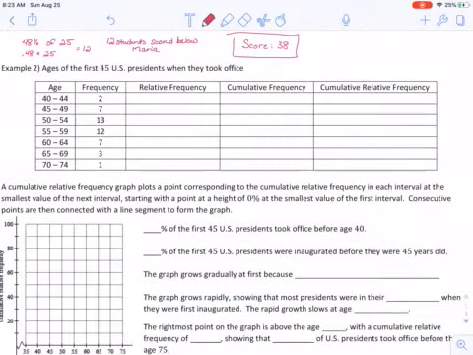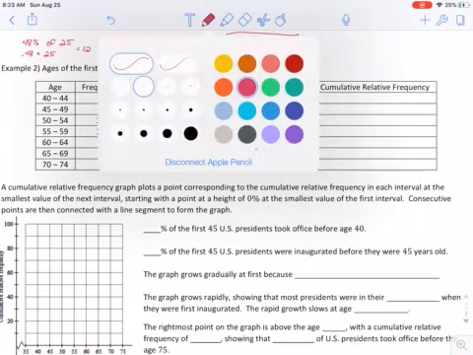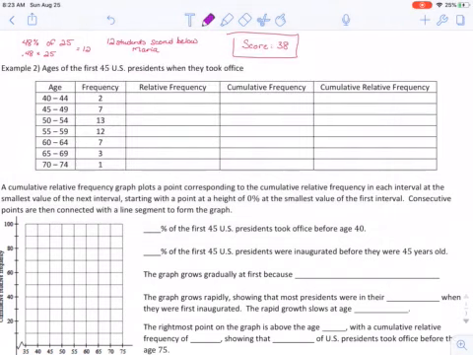We can also create a little distribution table like this, where this is representing the ages of the first 45 U.S. presidents when they took office, so how old they were at that particular time. I have the frequency. There are 2 presidents of the first 45 that were in this age range of 40 to 44. There were 7, 45 to 49. This is just the count.